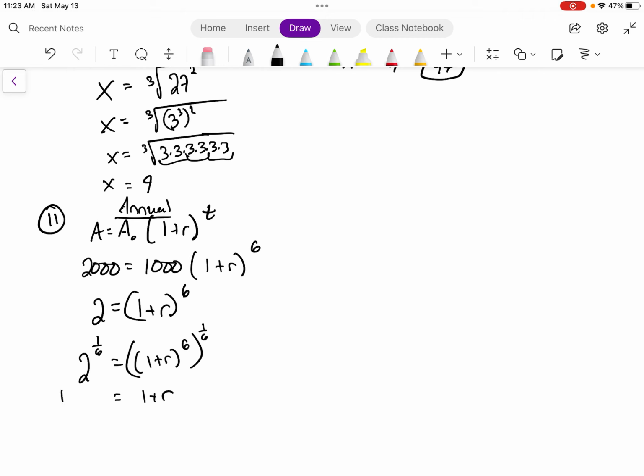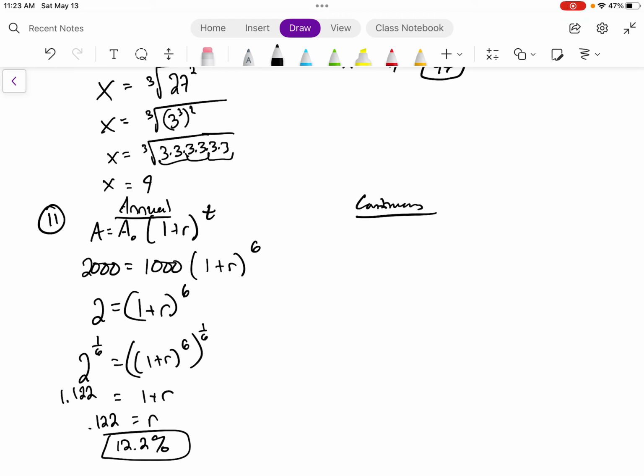And that's going to be 1.122 is what my computer is saying, okay? We're going to subtract 1 and we're going to get r equals 0.122. So that's about 12.2% is what we would need to get to double our money in 6 years. Be pretty good. Okay, let's talk about continuous now.